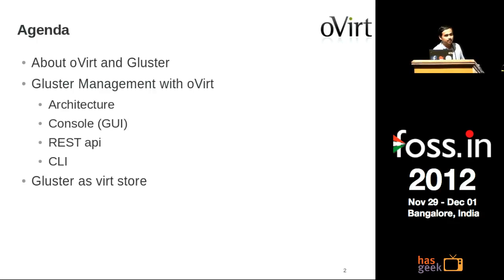Then we'll get into the real topic of managing Gluster clusters with oVirt, which will include something about how the oVirt product works, what are the components and the architecture. Then we'll actually go into a video demo of how the UI works, what kind of REST API is available, and the CLI using which you can manage the clusters. And we'll also look at an interesting use case, which is about using a Gluster storage as a Virt store.